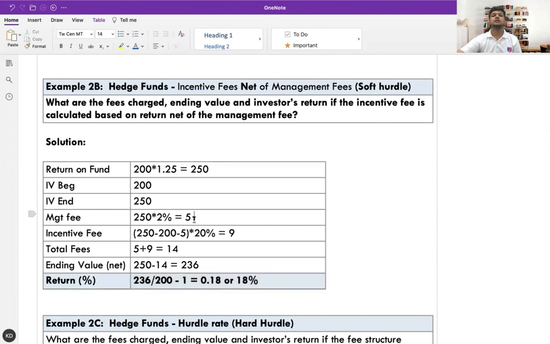Correct. Everyone, what's the difference? Both are soft hurdles. But in the first case, when they don't mention anything, the incentive is calculated on gross. In the second case, we did calculate it on the net of management fees. Clear?